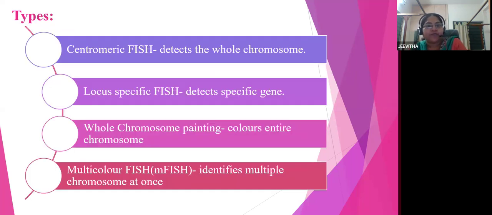The types: centromeric FISH detects the whole chromosome with the centromere as a target. Locus specific detects a specific gene on a particular chromosome. And whole chromosome painting gives a color to the entire chromosome. And multicolor FISH identifies multiple chromosomes at once. If you have the same gene in 2 or 3 different chromosomes, then it identifies all those.